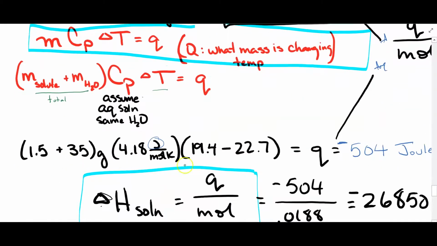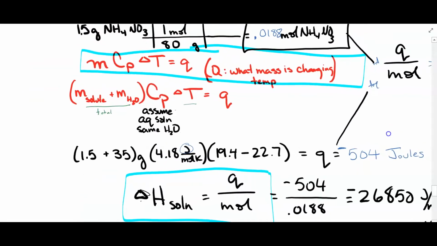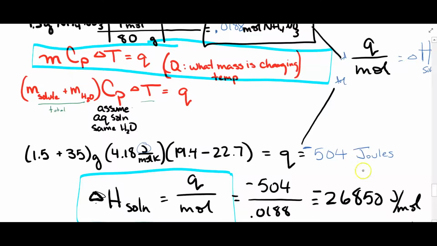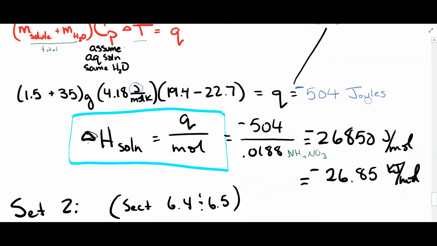I did some quick math and worked that out, and because the temperature dropped, we wound up with this value being negative. And so we have final minus initial. Now we want to determine the heat of solution, and that 504 joules change divided by the moles of ammonium nitrate gave me this value.